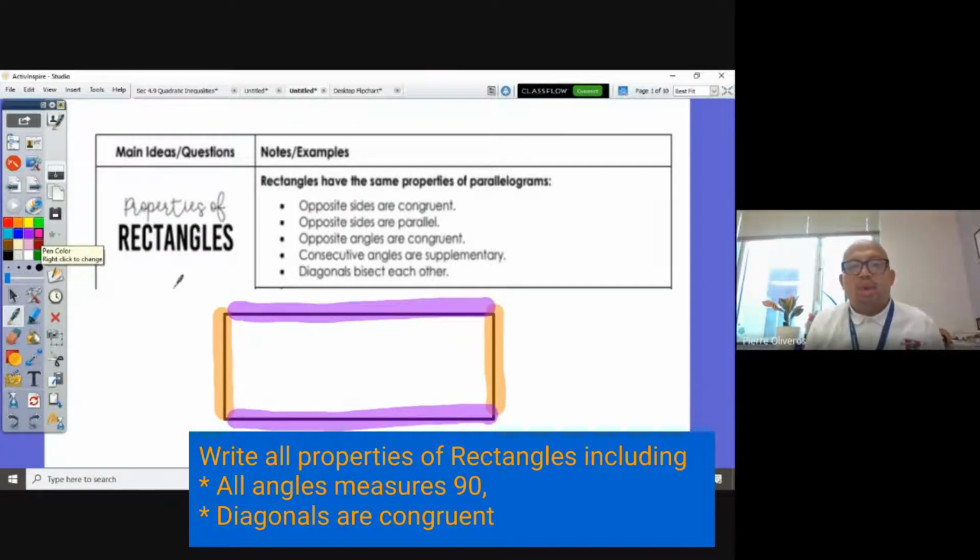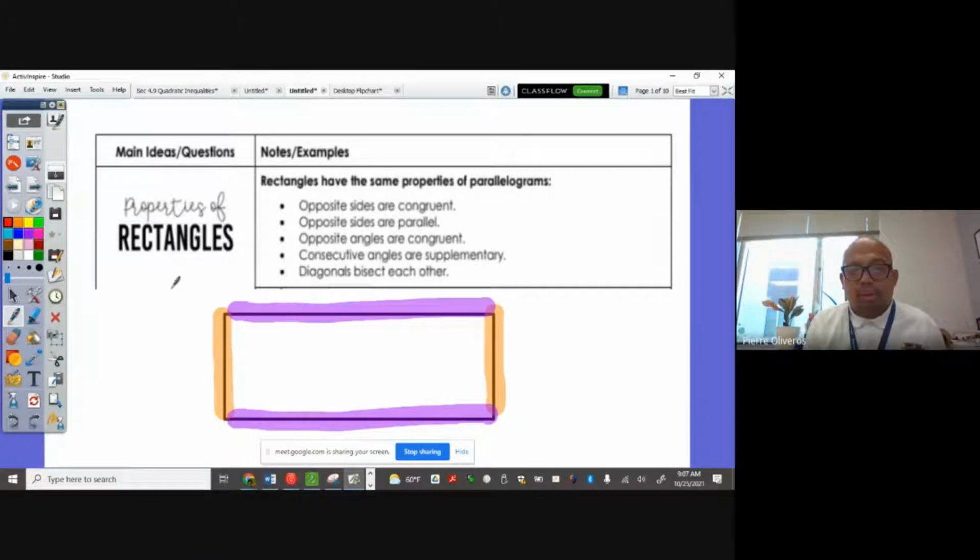What is just crucial and very unique about a rectangle? First, it has a 90-degree angle for all its vertices. Okay, they all measure 90. And you're right, opposite angles are congruent because both of them are 90. And the consecutive angles are supplementary because 90 plus 90 is equal to 180 degrees.